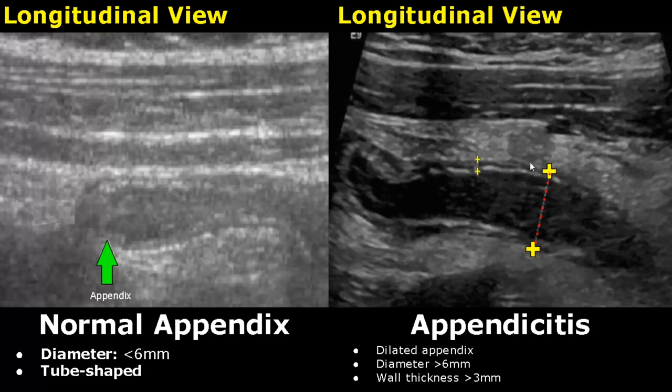Appendicitis is the inflammation of the appendix. The appendix will be dilated. The diameter will be greater than 6 millimeters and the appendiceal wall thickness will be greater than 3 millimeters.